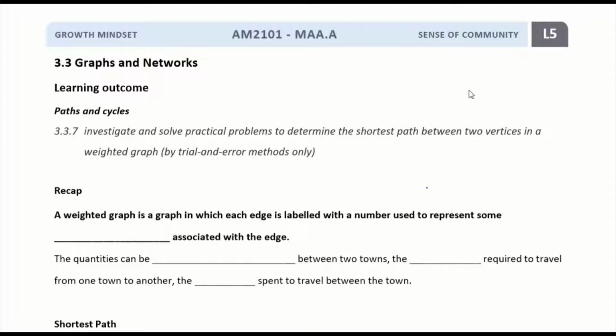For today's lesson, we are still under the subtopic of paths and cycles, looking at how to solve practical problems to determine the shortest path between two vertices in a weighted graph. This is one of the applications of graphs. After today's lesson, you should be able to find the shortest path between two vertices in a given network. Let's start with the lesson.